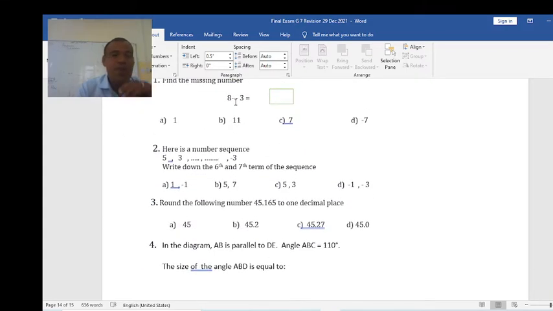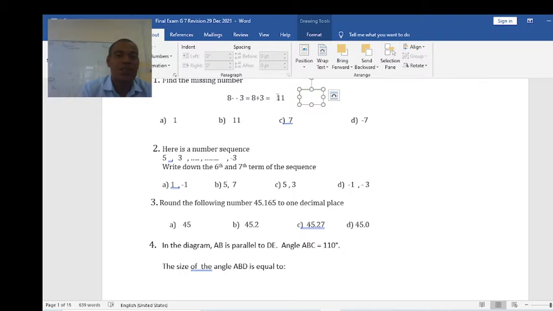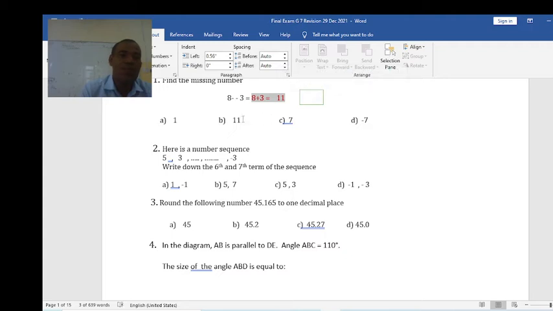So find the missing numbers. Here we have 8 plus minus 3 gives what, my learners? Gives 8 plus 3, because minus is equal to what? Is plus. So this one equals what, my learners? Equal to 11. Sorry, 11. Clear? So what is the correct answer here? It is 11.